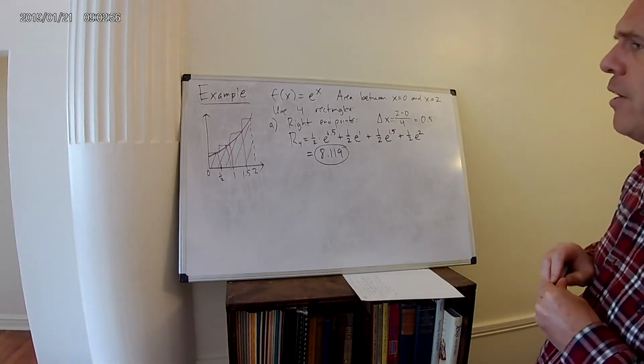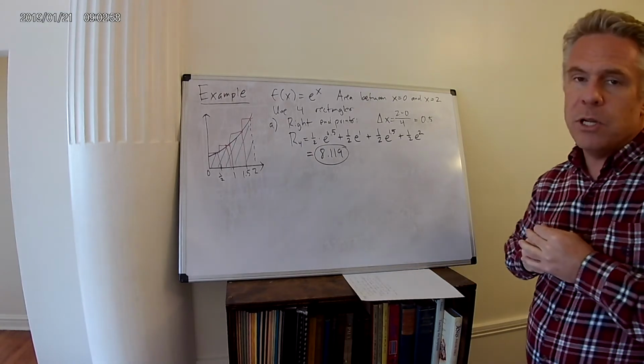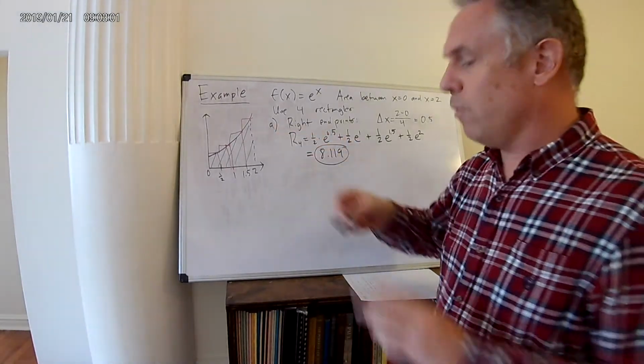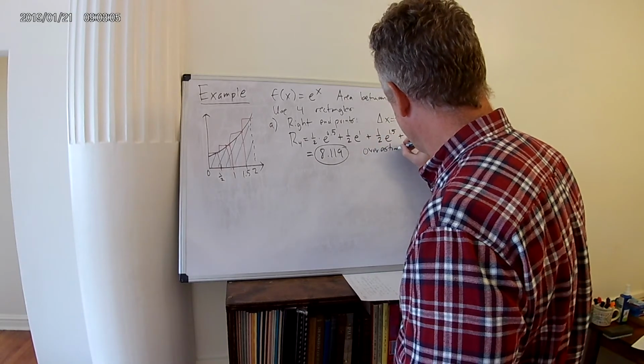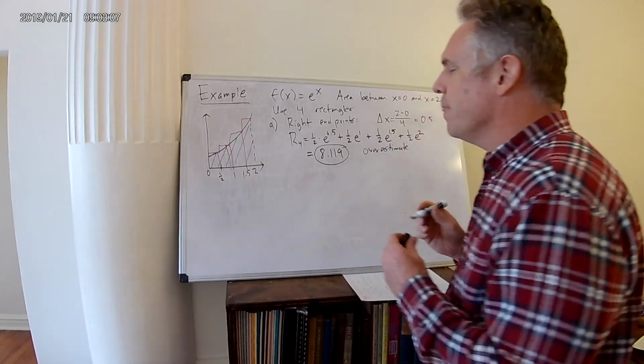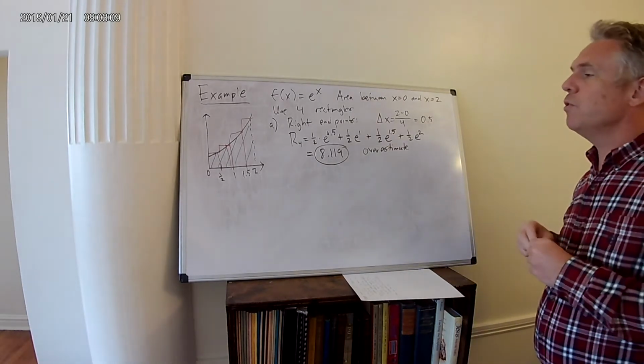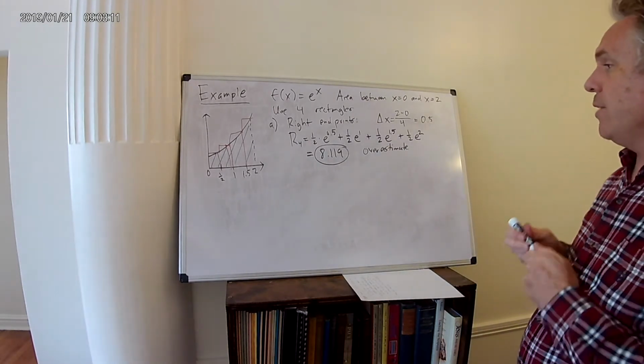Now, is that accurate? Well, it's probably not too great. It looks like it's an overestimate. This is an overestimate. But if we use more rectangles, we could get a more accurate estimate.